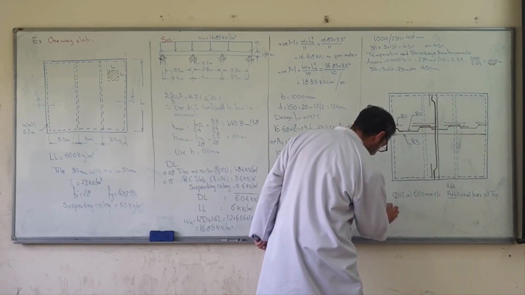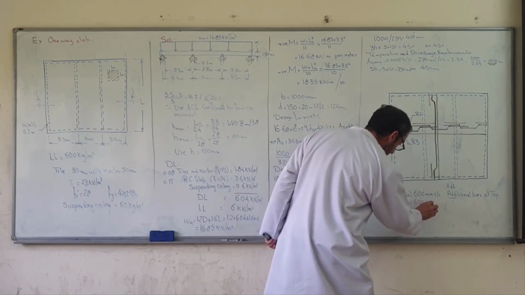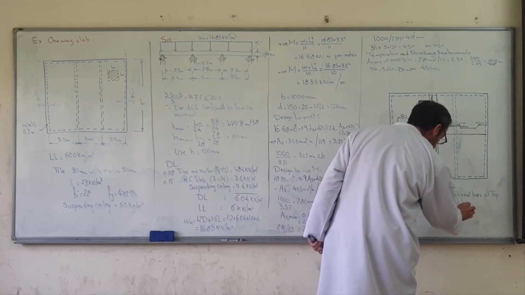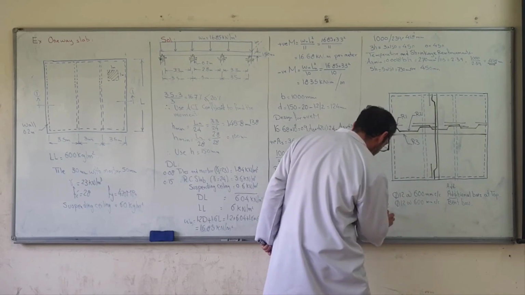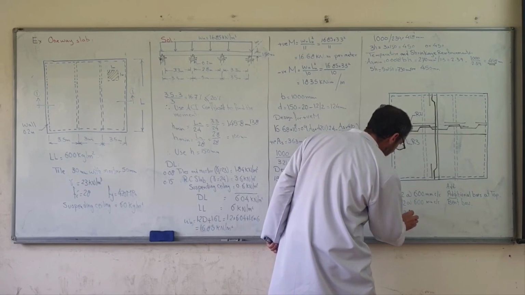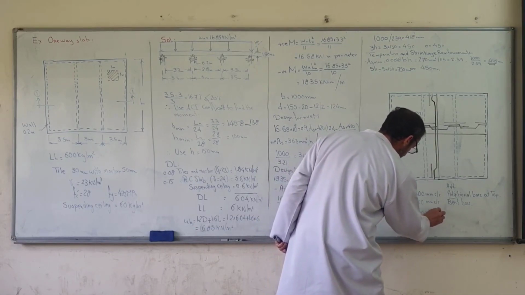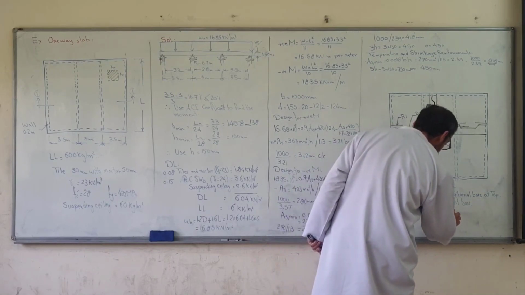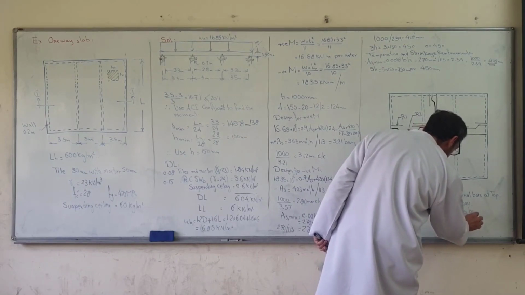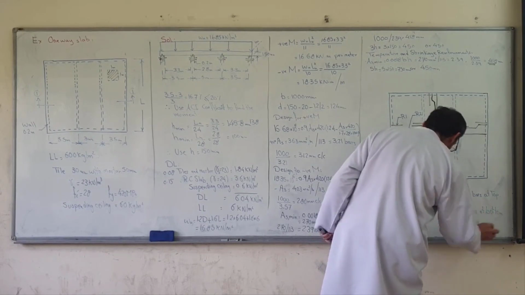R2 is 512 at 600 millimeter center to center. This is bent bar. Bent bars. R3 is 512 at 600 millimeter center to center. This is continuous bars at bottom. Okay.